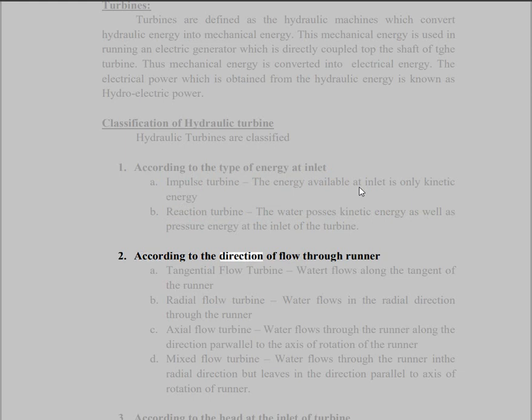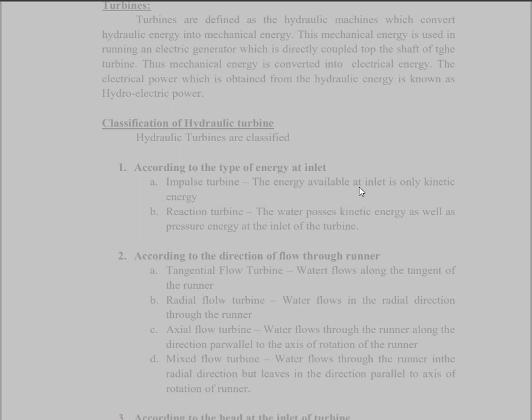2. According to the direction of flow through runner. A. Tangential flow turbine. Water flows along the tangent of the runner. B. Radial flow turbine. Water flows in the radial direction through the runner. C. Axial flow turbine. Water flows through the runner along the direction parallel to the axis of rotation of the runner. D. Mixed flow turbine. Water flows through the runner in the radial direction, but leaves in the direction parallel to the axis of rotation of the runner. 3. According to the head at the inlet of turbine.